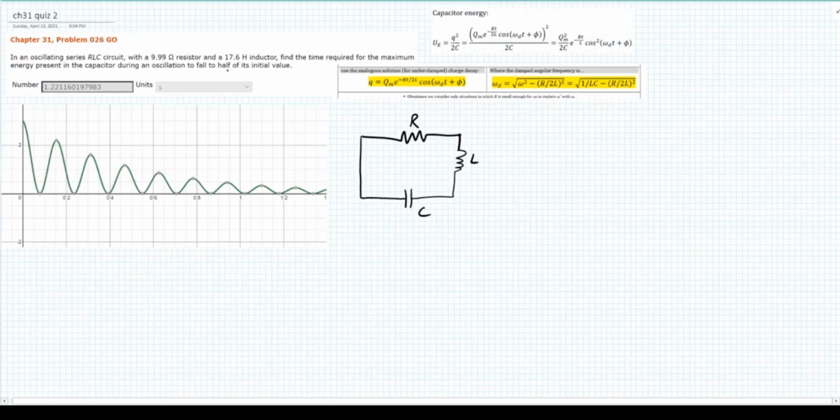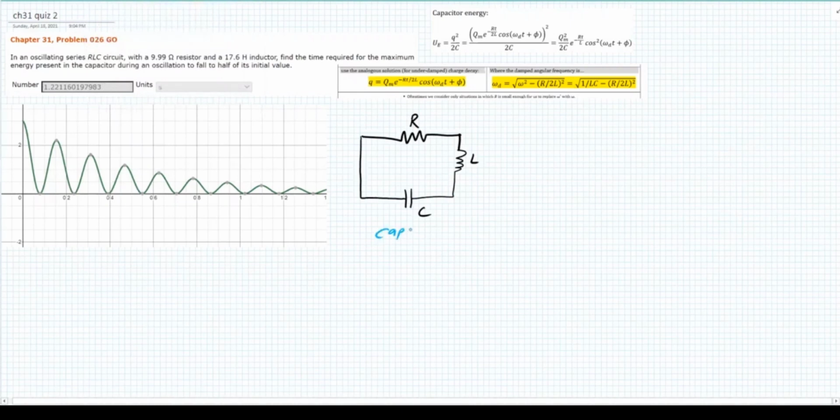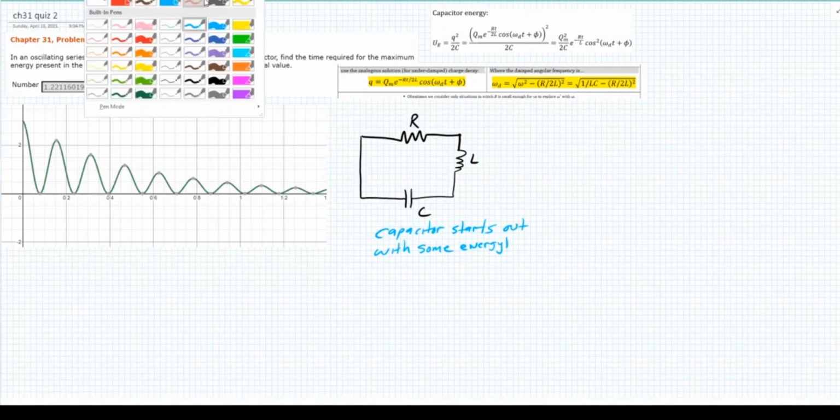Find the time required for the maximum energy present in the capacitor during an oscillation to fall to half of its initial value. So apparently, this is just like the last problem. This capacitor starts out with some charge, starts out with some energy. And just to backtrack a bit, the energy of a capacitor lives within the capacitor's electric field.